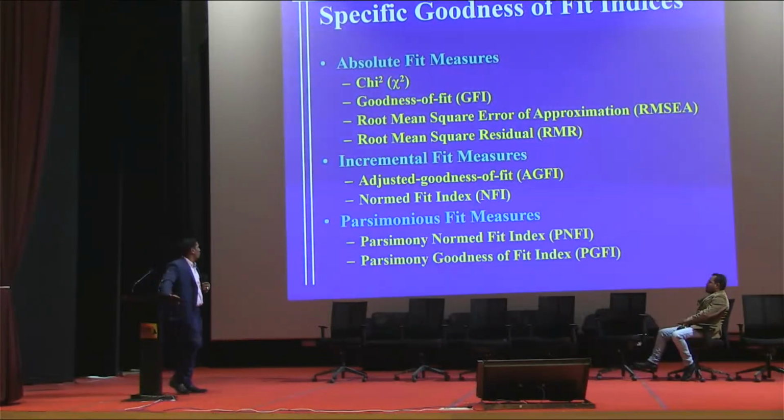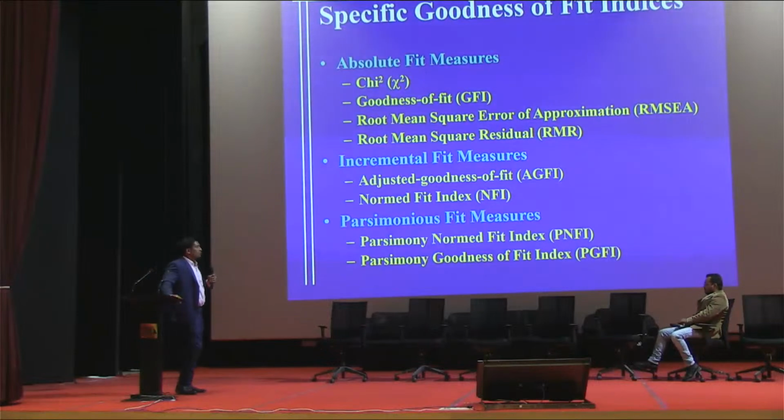The other fit indices could be GFI, or you can look at chi-square by degrees of freedom, the CMIN by degrees of freedom. Ideally, we should see a value less than 3. Sometimes we can also accept values less than 5 in case we are handling data sets which have a lot of data points.